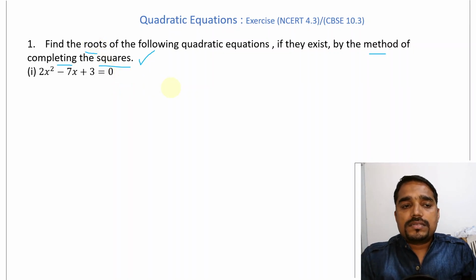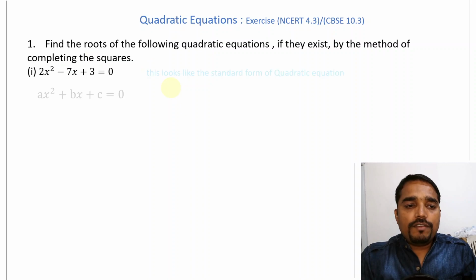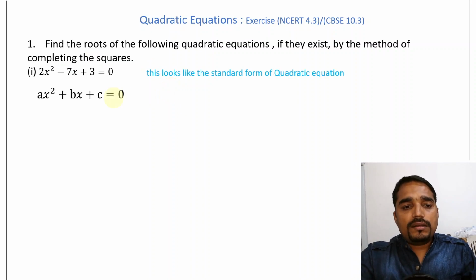Now, let us start the solution. Before solving the problem, let's try to understand what this completing the squares method actually is. The given equation looks like ax square plus bx plus c, which is the standard form of a quadratic equation. How can we say that this looks like a standard form? Both the given equation and the standard form contain the first term as an x square term, the second term contains an x term, and the third term is a constant term. Therefore, it looks like the standard form.